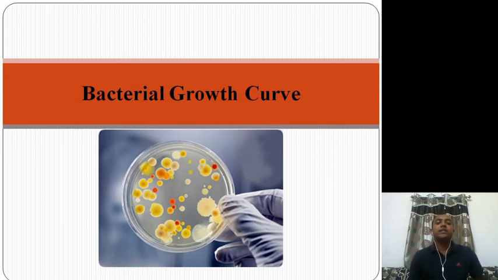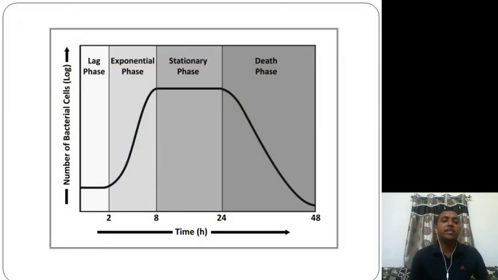Bacteria are basically unicellular prokaryotic microbes. So let us see what the different phases or stages of a bacterial growth curve are. There are four stages: the lag phase, then the exponential phase or log phase, then the stationary phase, and the last one is the death phase. Along the x-axis you can see the time period, and along the y-axis the number of bacterial cells. So let us take them one by one.